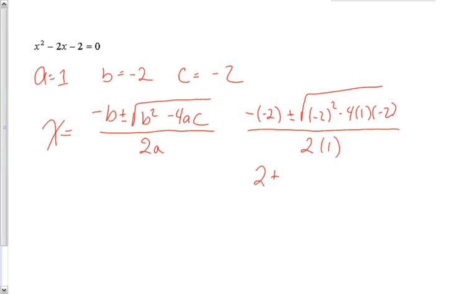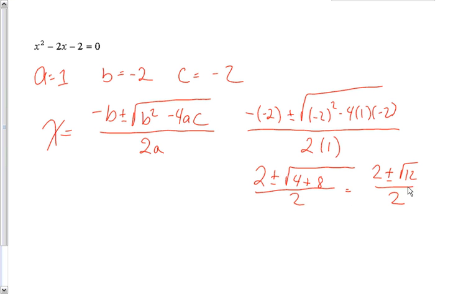That is 2 plus or minus the square root. Follow your order of operations. Square it first. That's 4. Negative 4 times 1 times negative 2 is positive 8, all over 2. A lot of people like to do 4 minus 4. That's not right. Which is 2 plus or minus the square root of 12 over 2.